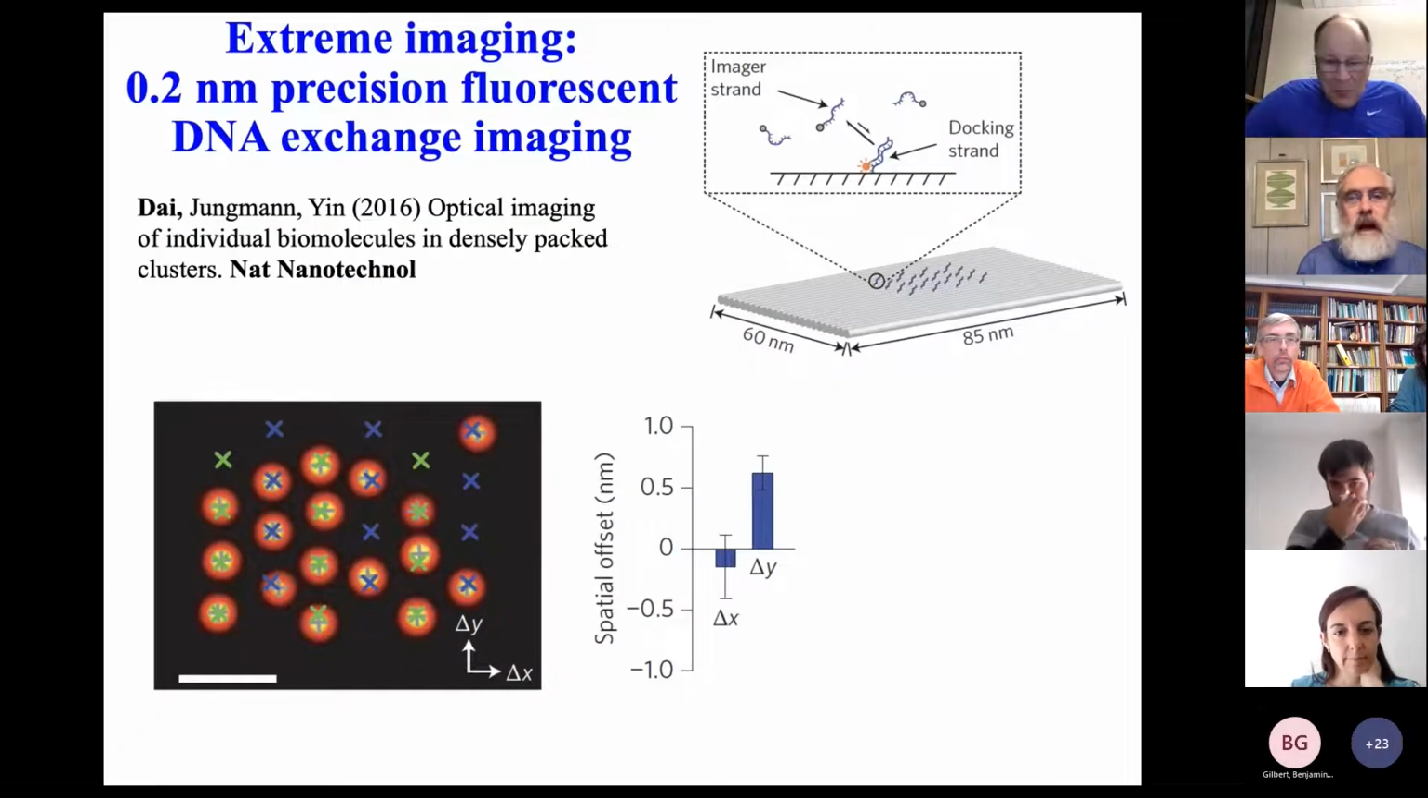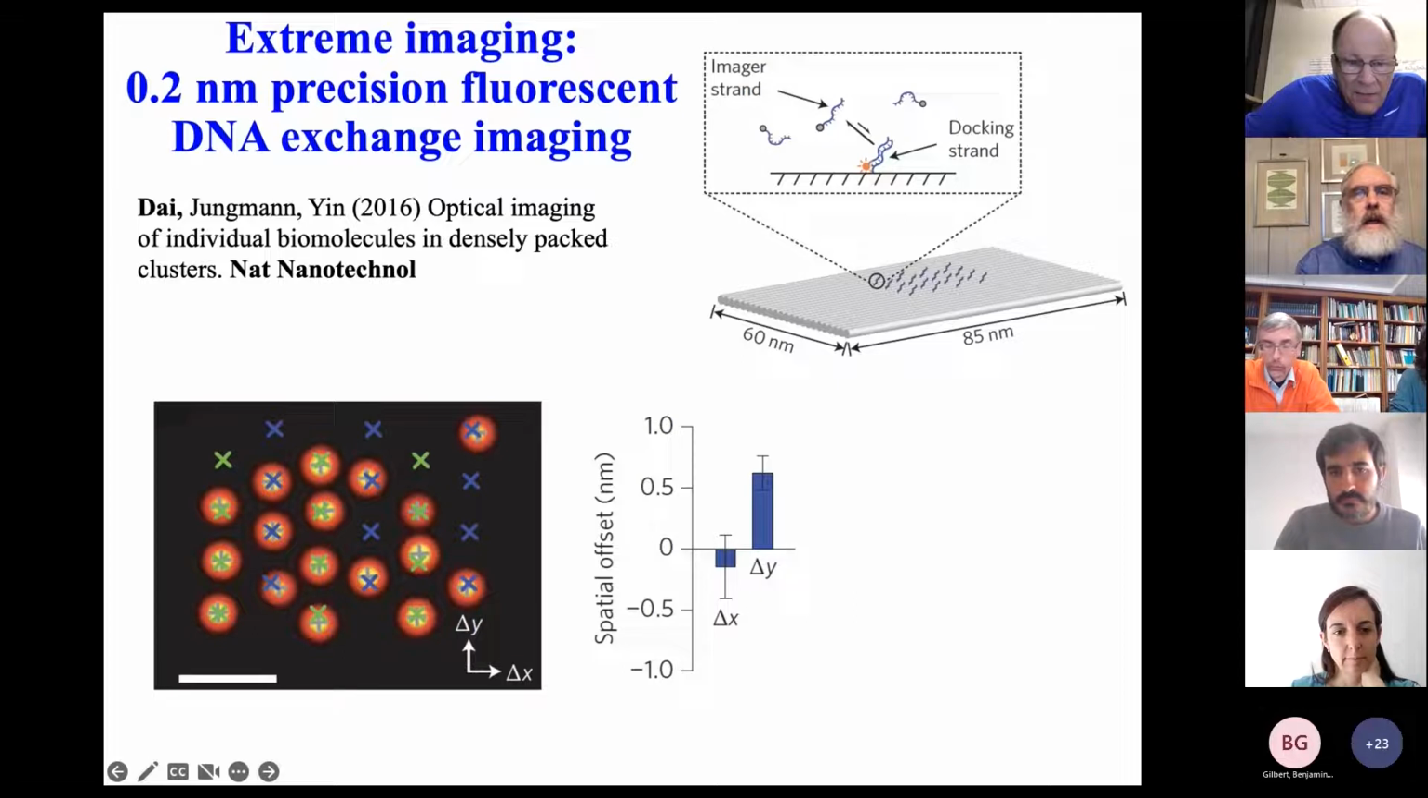This Ming-J Dai was in our lab for both graduate school and postdoctoral work, and this is a paper that he wrote in Nature Nanotech, where he and Peng Yin, our frequent collaborator, showed this spatial resolution, or precision, I should say, of about 2 angstroms, 0.2 nanometers. This is using DNA nanostructures, so you know where everything is.